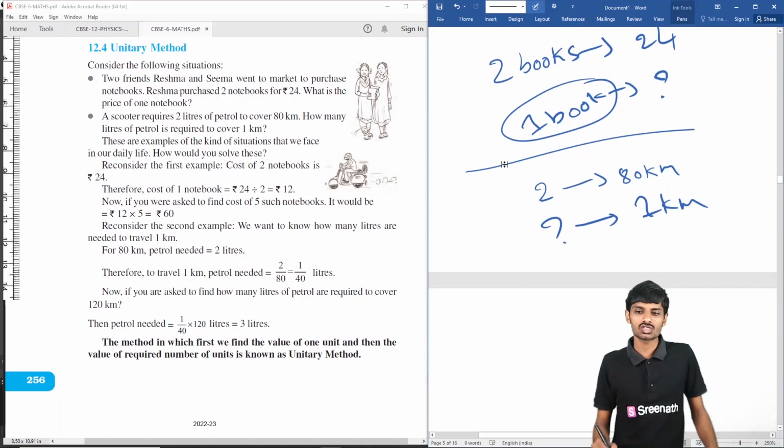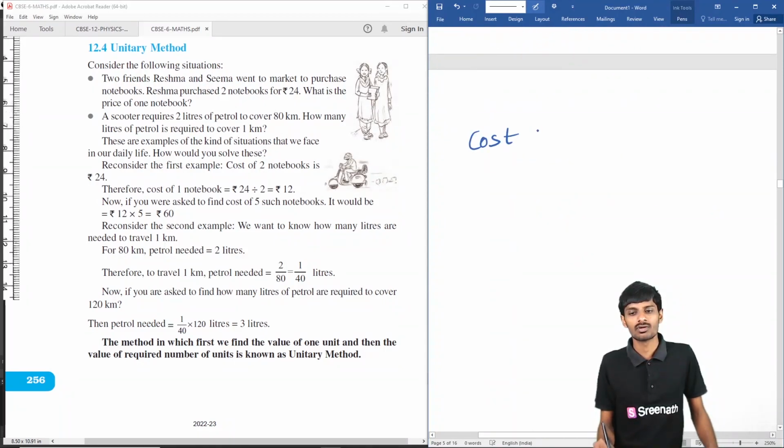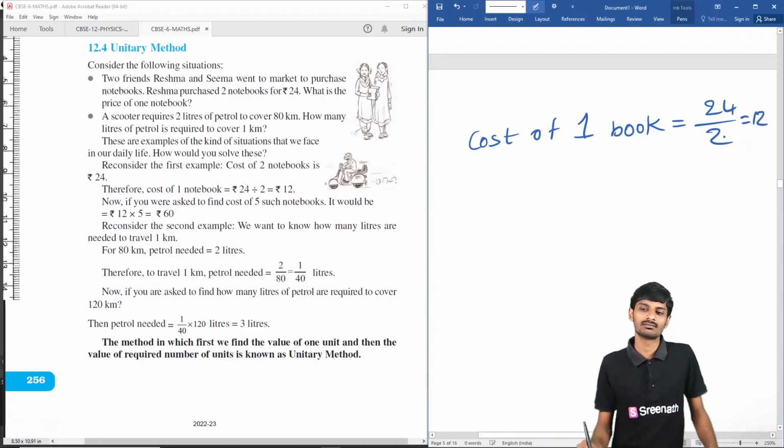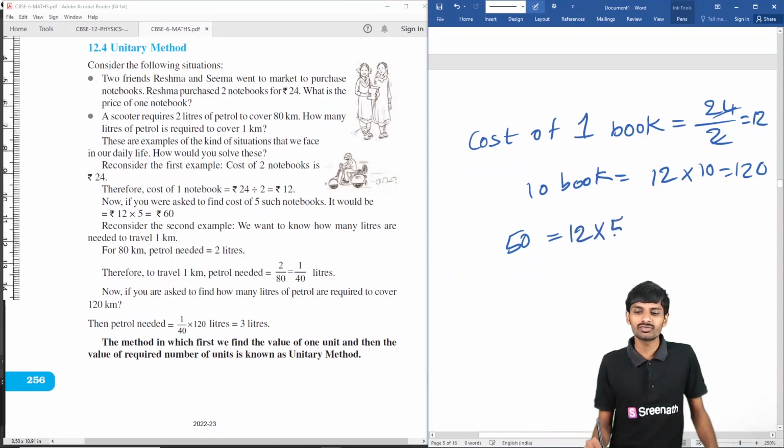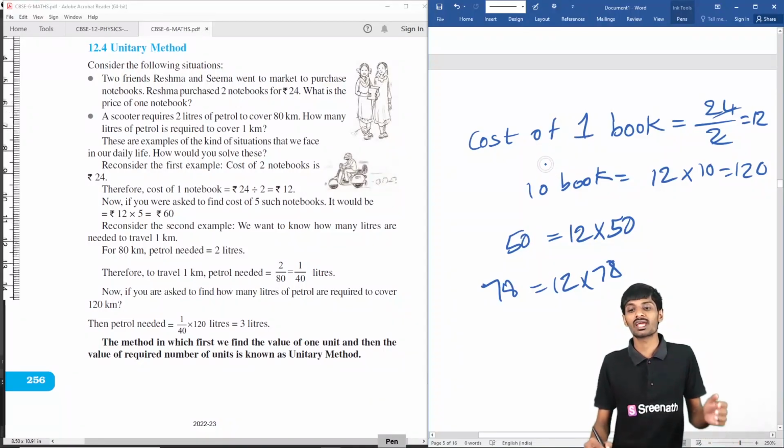So here the cost of one book is equal to how much? It is nothing but 24 divided by 2, that is 12. So one book costs 12 rupees. Suppose you ask what is the cost of 10 books, you can simply say that is 12 into 10, that is 120 rupees. If I ask for 50 books, that is 12 into 50. If I ask for 78 books, it is 12 into 78. It is easy. So if you find for one book, then you can find for any book.